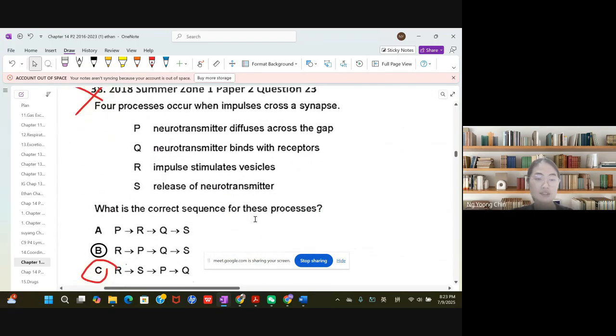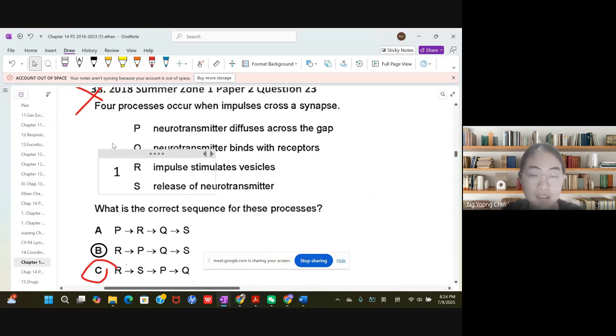Okay, for this one, the answer is C. Four processes occur when the impulse crosses the synapse: RSPQ. Why did you put RPQS? Okay, why RSPQ? It is because you need to have this impulse, right?